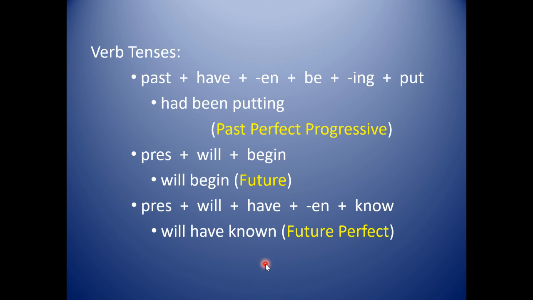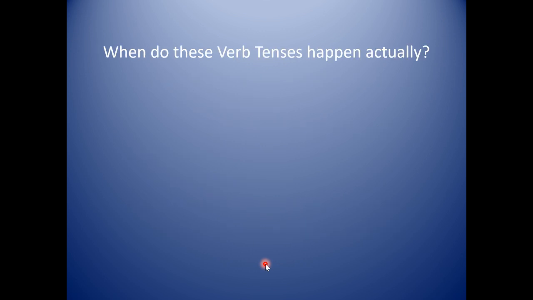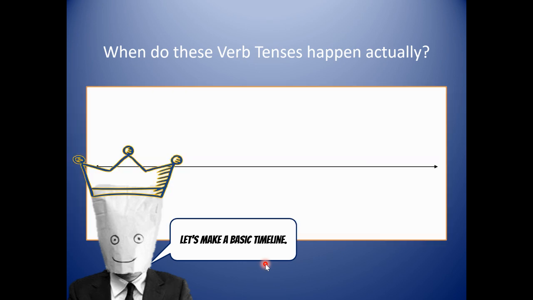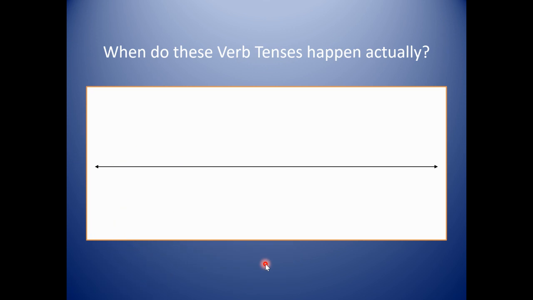Let's talk about what the timeline looks like for us in terms of verb tenses. So, somewhere on your paper, let's make a basic timeline. Take some notes and make a basic timeline for me. So here's my basic timeline.